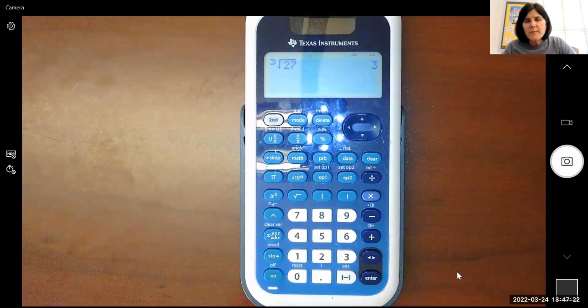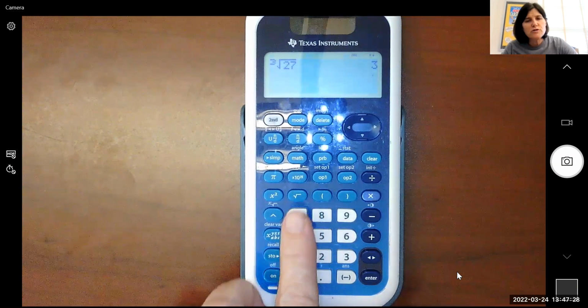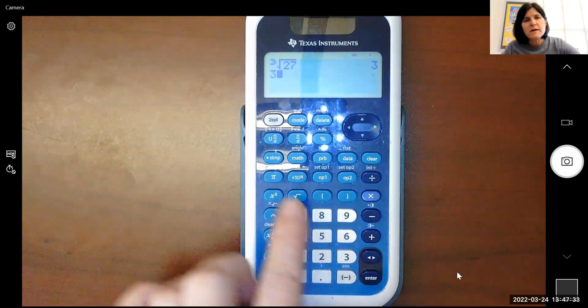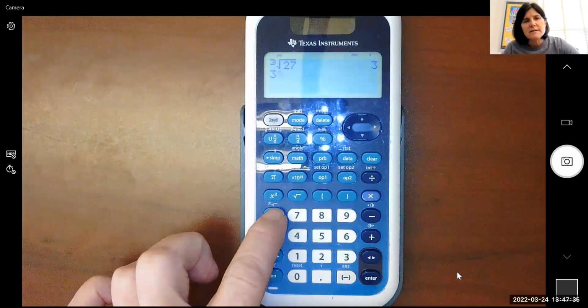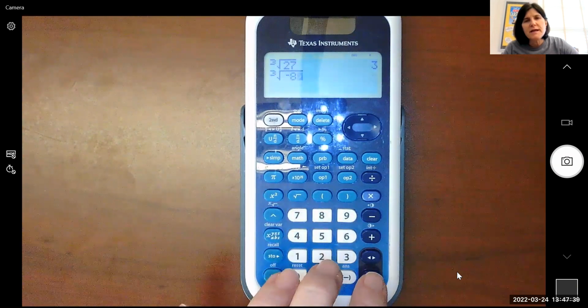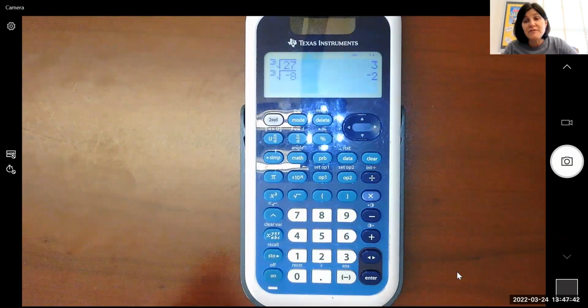All right, the second one is the cube root of negative 8. So we're going to go to cube. We need to tell the calculator it's going to be a 3 cube root. We're going to hit 2nd in this button here, and then we're going to put negative 8 and hit enter. And the answer is negative 2.